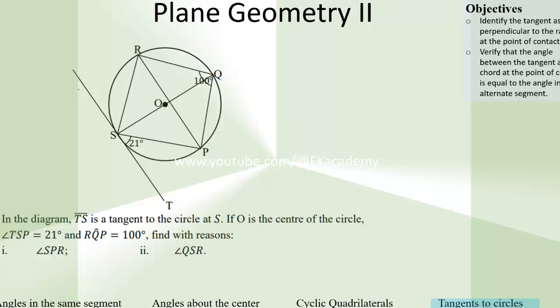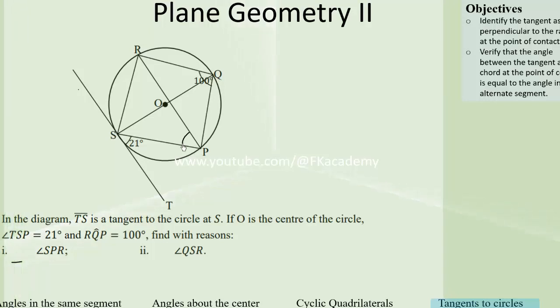In the diagram, line segment TS is a tangent to the circle at S. If O is the center of the circle, angle TSP is equal to 21 degrees and angle RQP is equal to 100 degrees. Find with reasons angle SPR, then angle QSR. Let's begin with the first, angle SPR, this angle here.